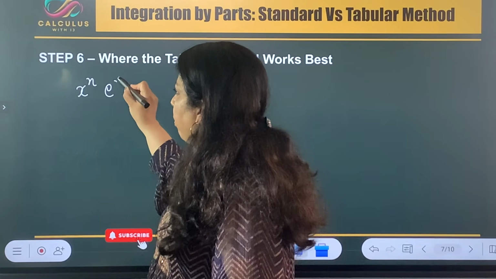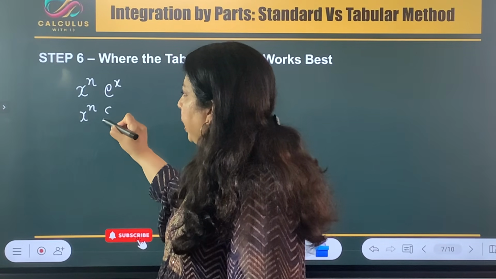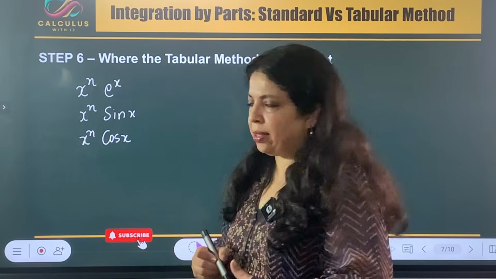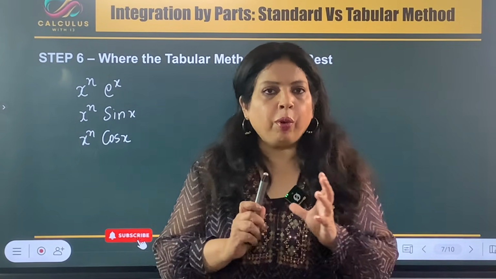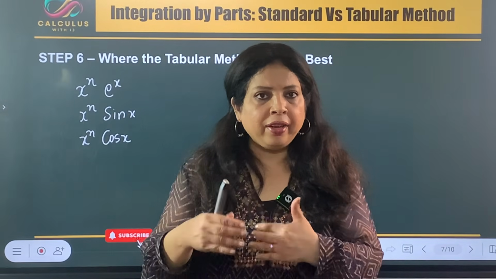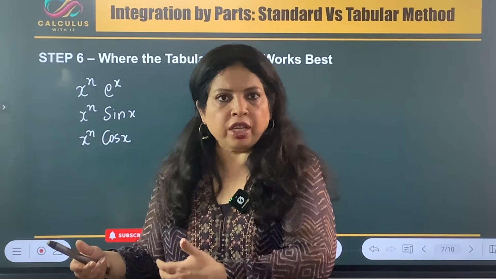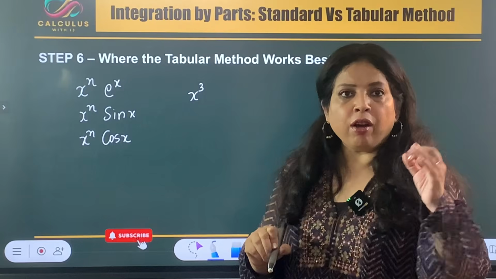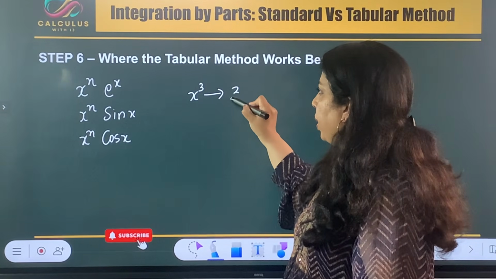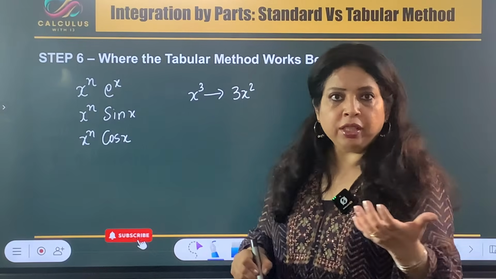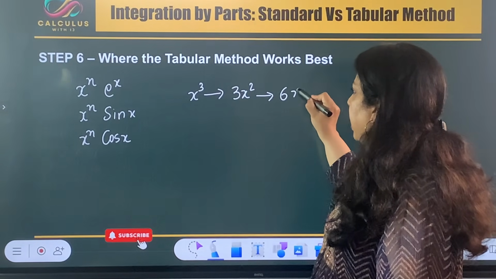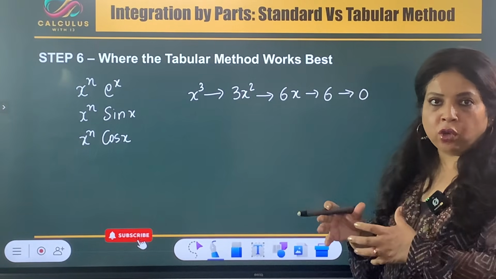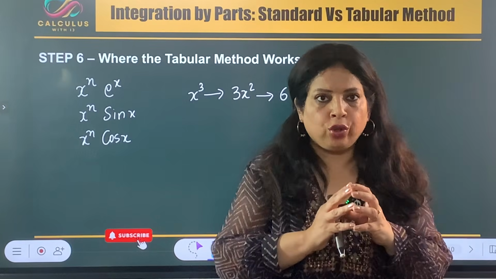A very common example is when we have a polynomial multiplied by another function: x to the power n e to the power x, then x to the power n multiplied by sin x, x to the power n multiplied by cos x. Whenever we have a polynomial function, its degree decreases after each differentiation. For example, if we have x cube as the polynomial function, then after the first derivative it becomes 3x square. Then after another differentiation it becomes 6x, then 6, then the derivative of 6 is 0. So eventually it becomes 0. So the process stops naturally.